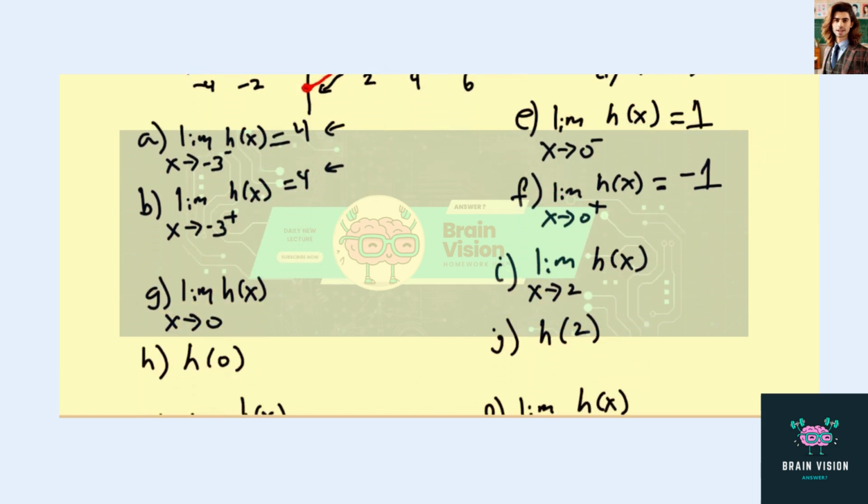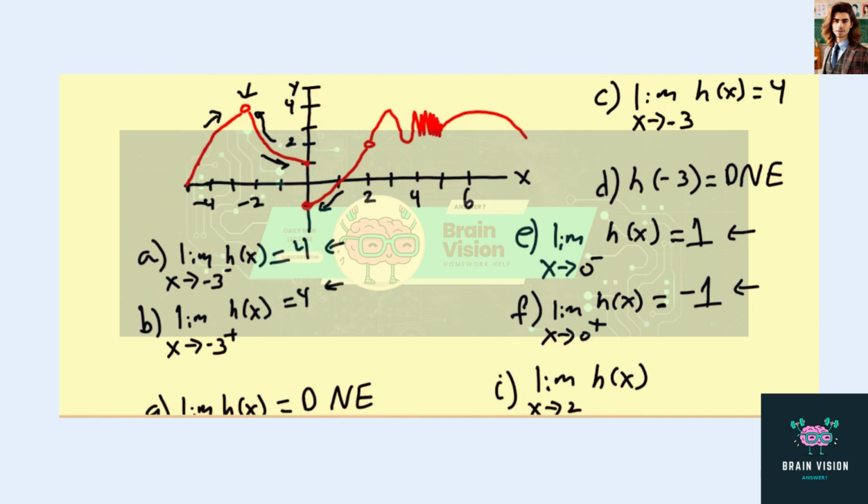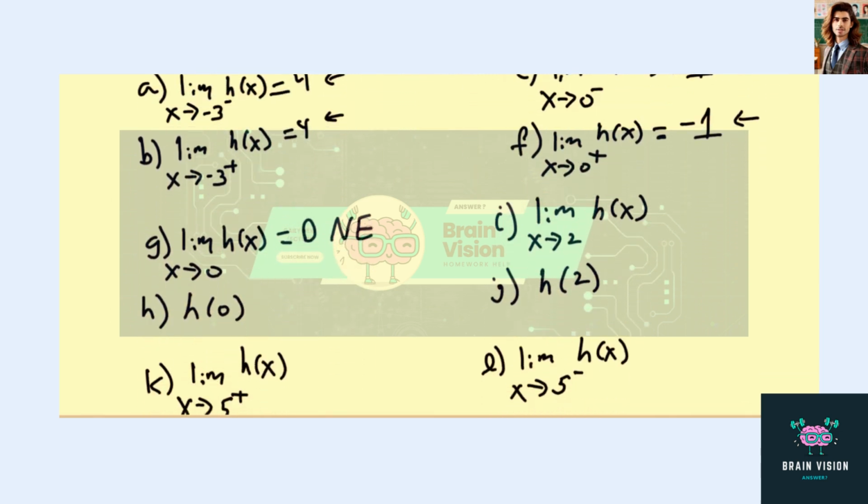So then the limit as x approaches 0 of h of x, well, the problem here is from the left it's positive 1, and from the right it's negative 1, and so this does not exist because you have to have the same limit coming from both sides in order to have that value. And h at 0, well, on our graph it's a solid dot up here at positive 1, and so that's the value of the function at 0.